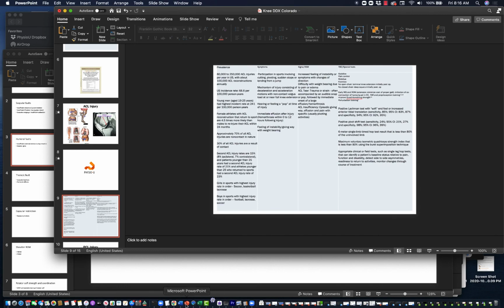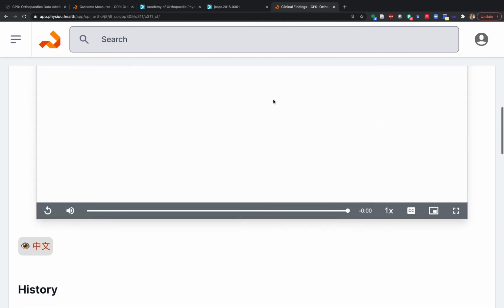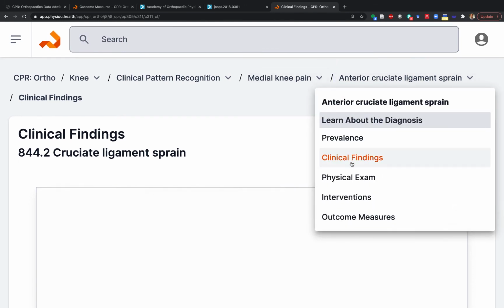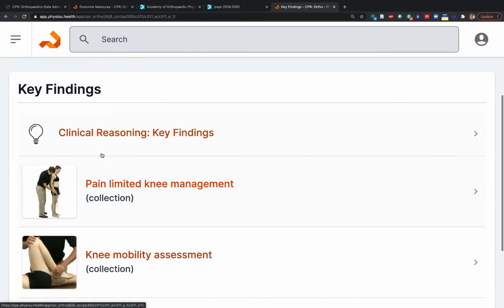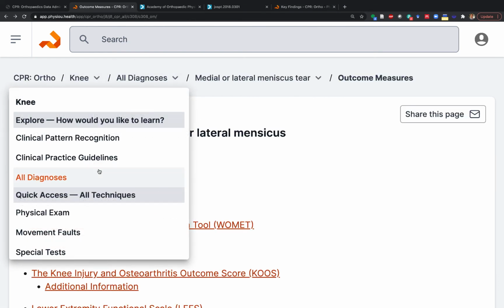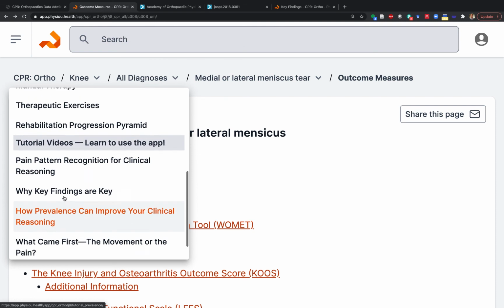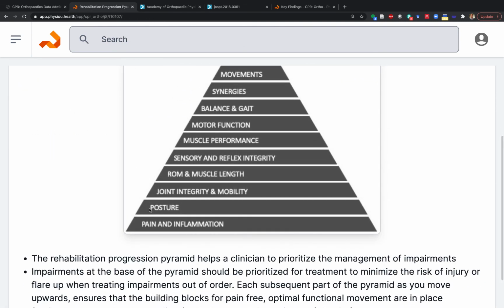So if we go back to the app here, and I look at ACL under physical exam, you can see the key examination findings. We always put this pain-limited knee management. If they're swollen, painful, and you don't know whether you should perform all of these tests, it is totally appropriate for you to help manage that pain and inflammation. It's at the base of that pyramid, remember? So I'm going to pull that pyramid up here again. Here is the pyramid. So remember, it's totally fine to put a patient in a pain control category.